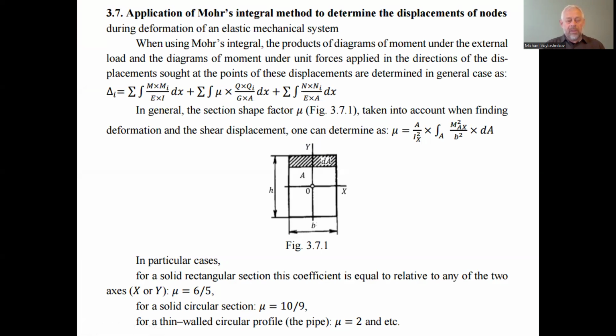Application of Mohr integral. Here we have on the slide the equation of Mohr integral. So the displacement is a definite number in the I-direction under the action of the efforts acting on the mechanical system. We can consider it by use of Mohr integral for the elastic system, proportional elastic system.